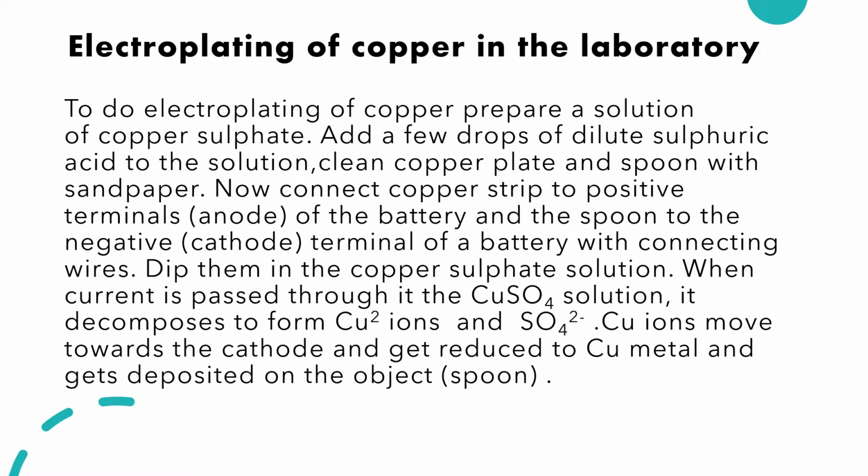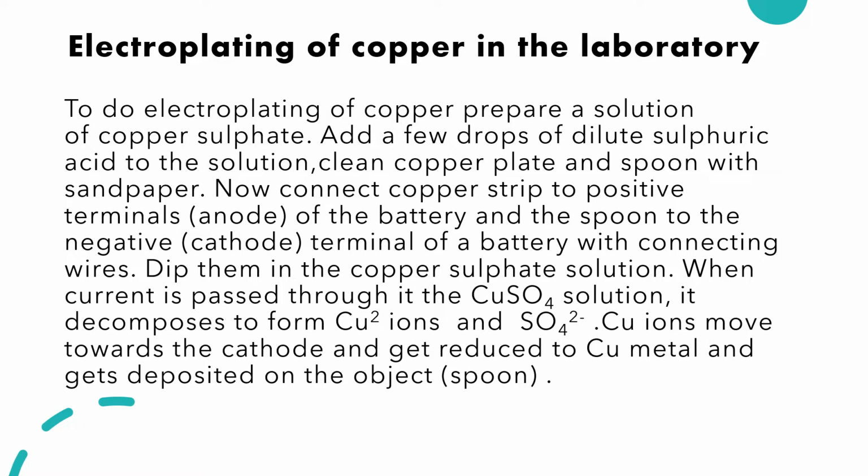Now connect the copper strip to the positive terminal, anode. Positive terminal को हम anode कहते हैं, of the battery, and the spoon to the negative terminal जिसे कि cathode कहा जाता है, of the battery with connecting wires. तो आपने कॉपर स्ट्रिप को एनोड से कनेक्ट करना है और स्पून को कैथोड से कनेक्ट करना है. Dip them in the copper sulfate solution.